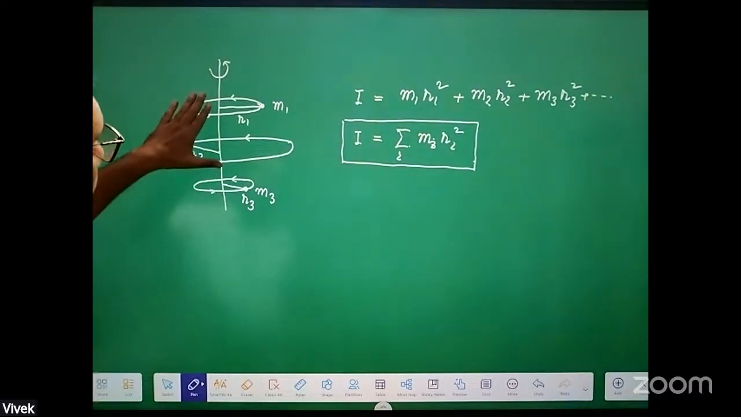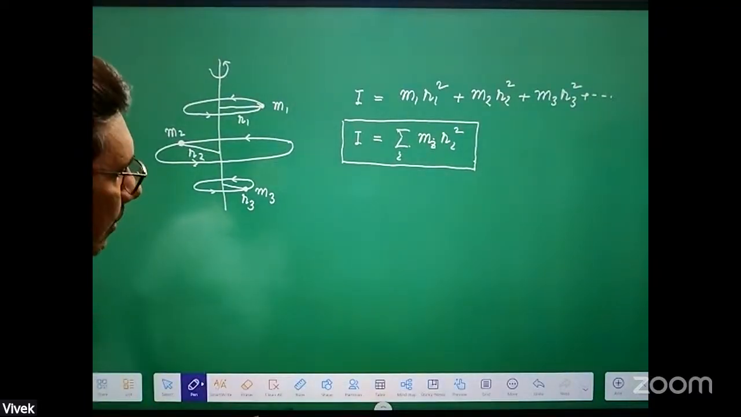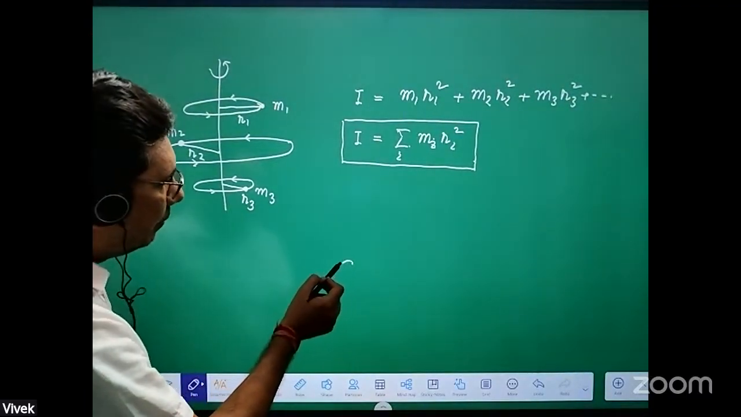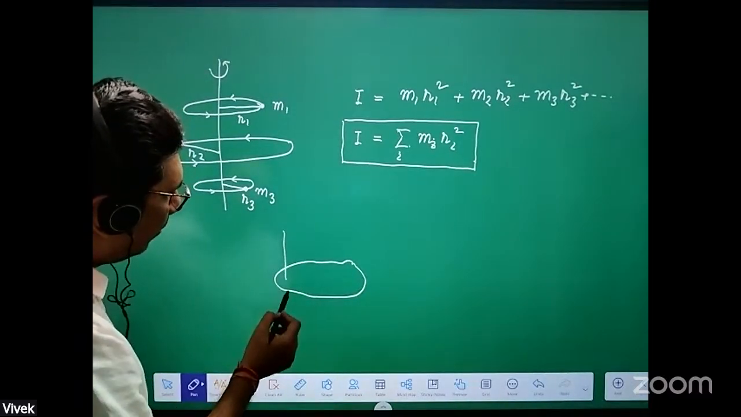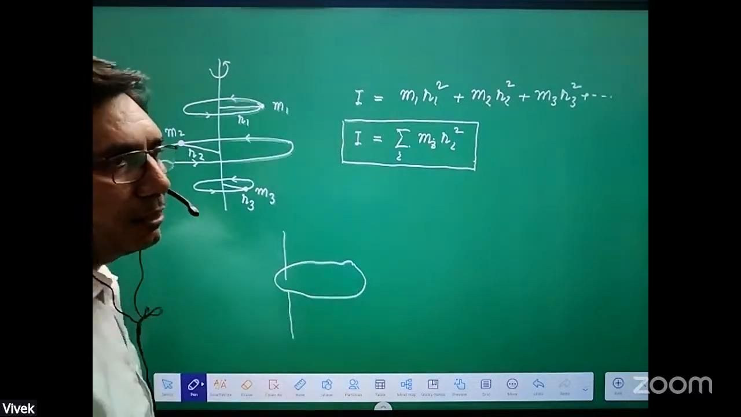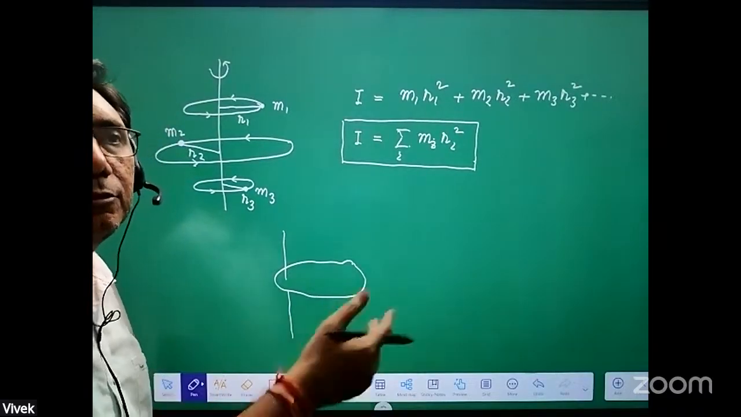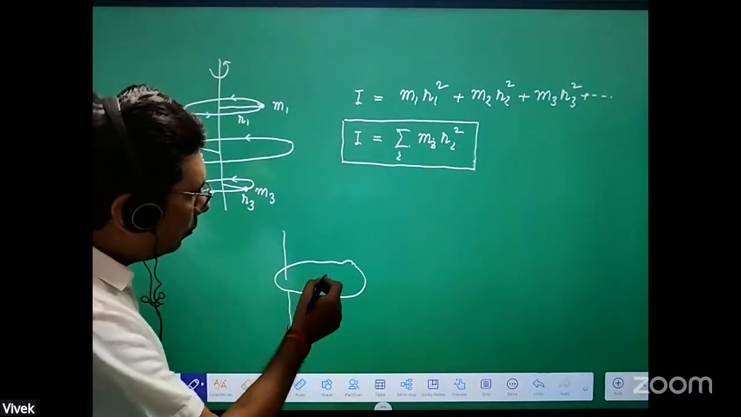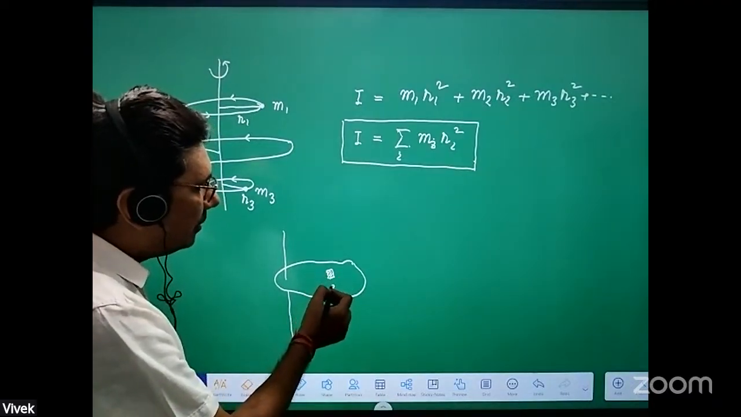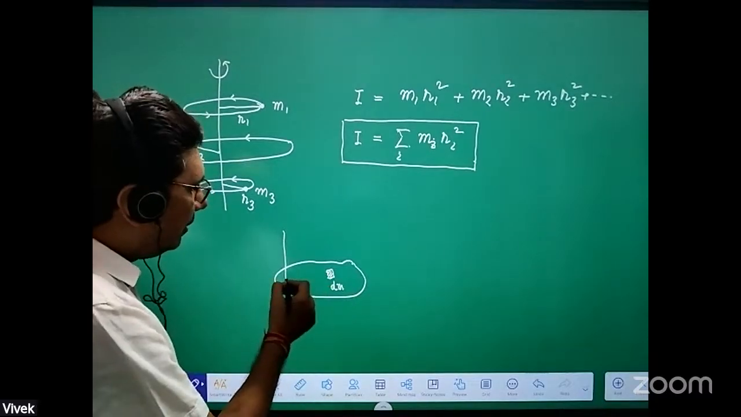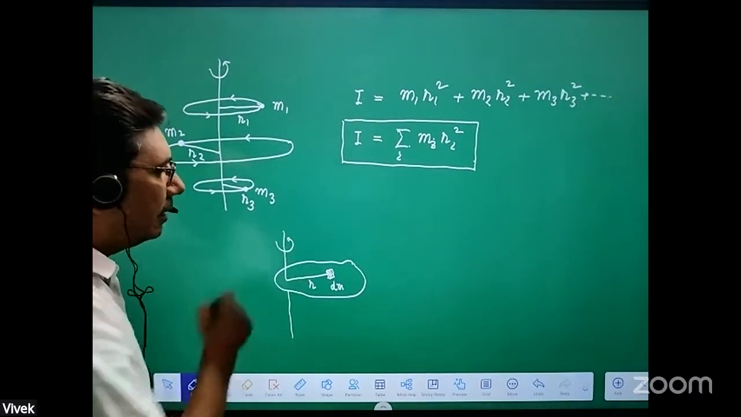Now, here I'm talking about discrete particles, but suppose in place of discrete particles we are having an object like this rotating about this axis. This is a continuous mass distribution, an arbitrary body I am choosing here. Then you will consider a mass element here, dm. Suppose this dm is at a distance r from the axis of rotation, rotating like this.